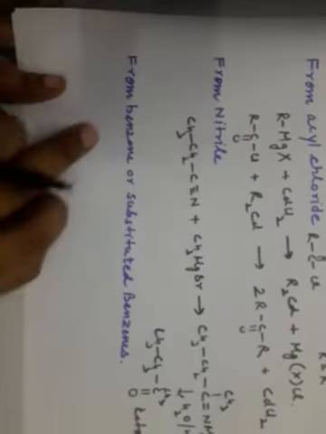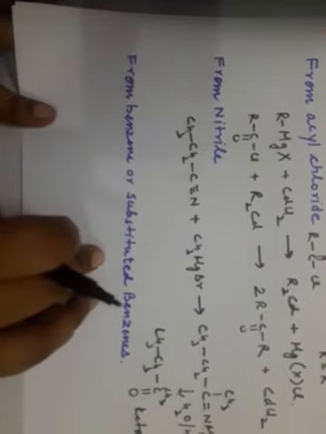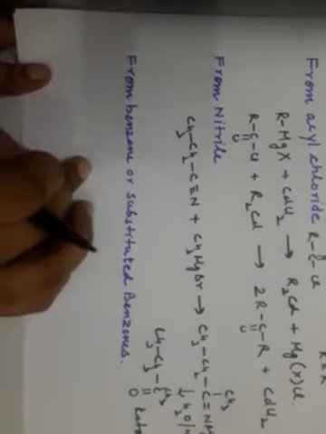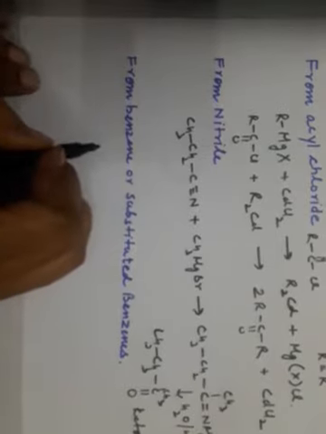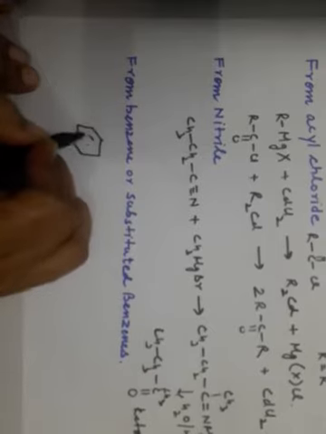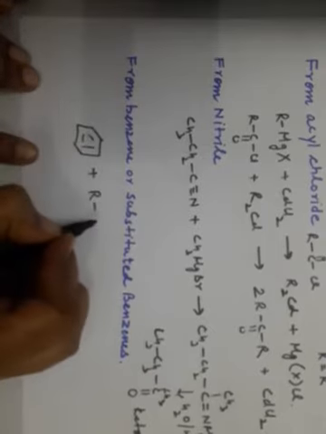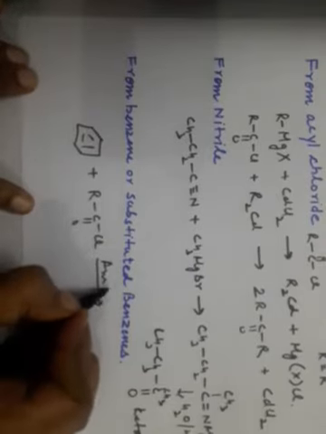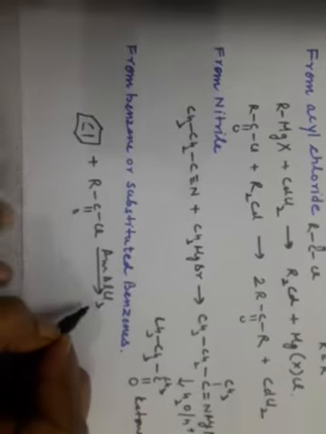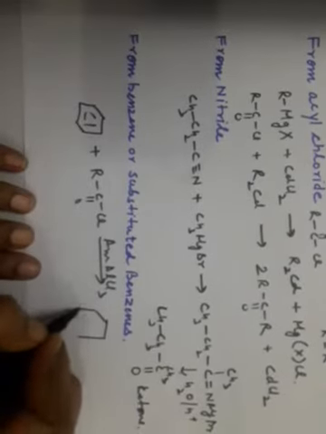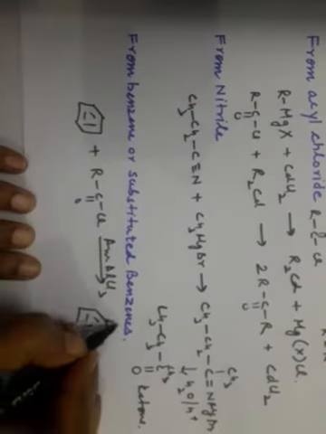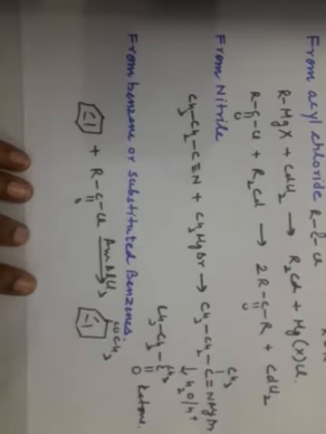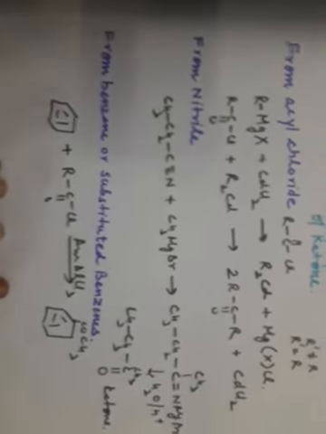And from benzene or substituted benzene we can also get ketones, and the name of the reaction is Friedel-Crafts acylation reaction. For example, we take benzene on reaction with RCOCl in the presence of anhydrous AlCl3 or FeCl3 Lewis acid, and this will give the formation of ketones. So these are the methods of preparation of ketones.